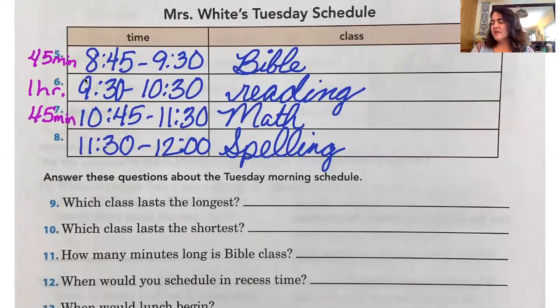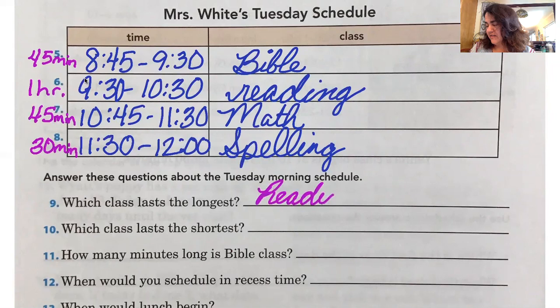And 11:30 to 12. How much time is going by there? Kylie, how much time is spelling? 30 minutes. All right, second graders, good work. Then we're going to say which class lasts the longest. Well, out of those times, which one is the longest, please? Emma. Reading.